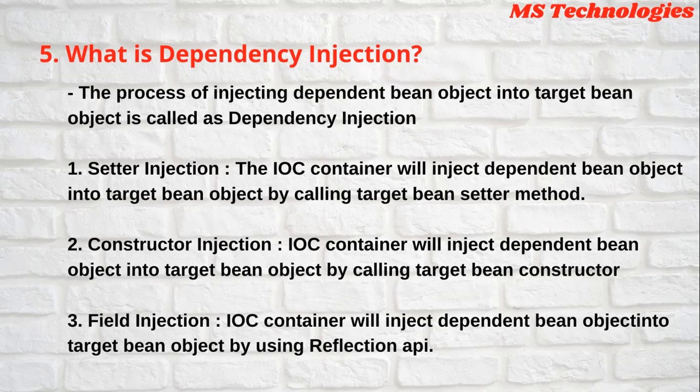And the next one is field injection. Most people have no idea about field injection. Here, the IOC container will inject a dependent bean object into the target bean object by using the Reflection API. Clear? What is dependency injection? How can we implement dependency injection? Right, so we'll go for the next question.